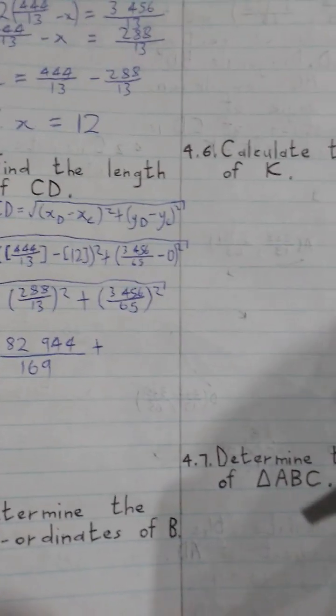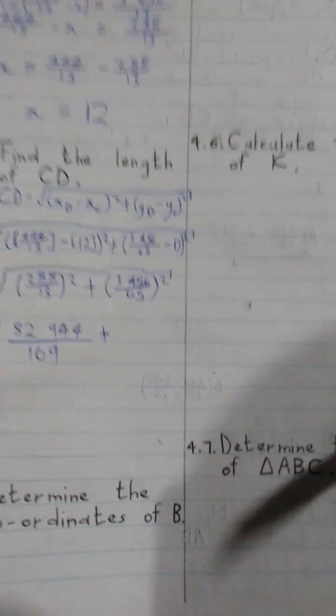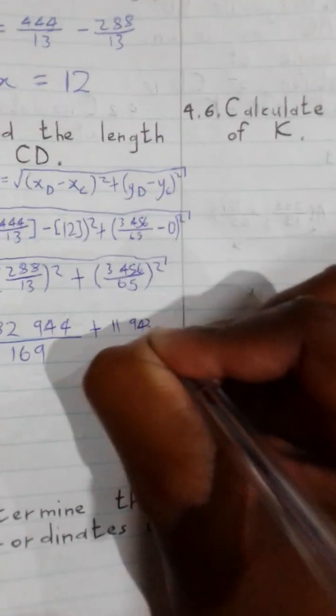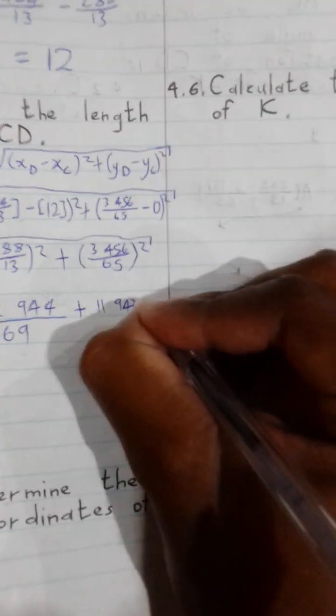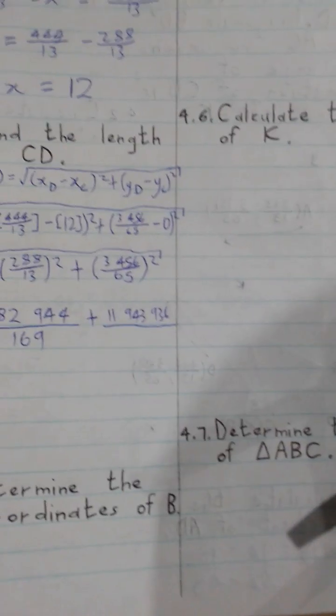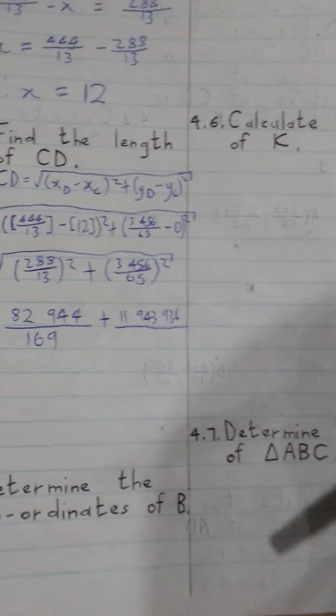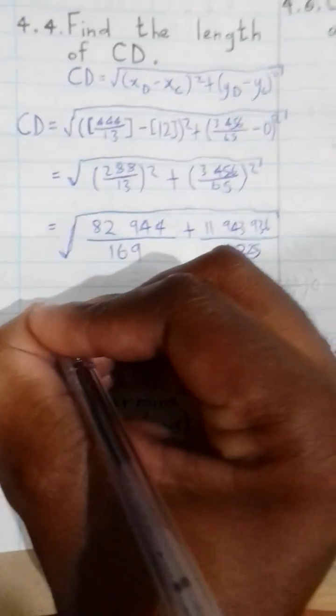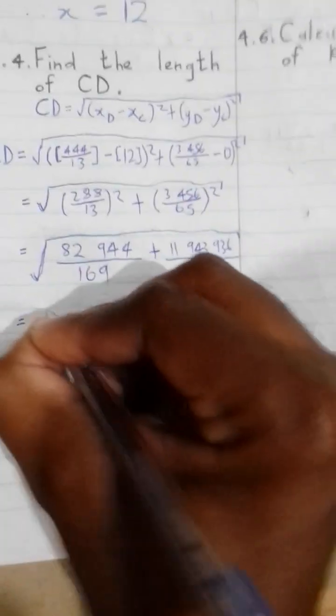Wow. 11943936. Over 4225. Wow. Sure. Wow, this is just, yeah. Mathematics is becoming too much for me.